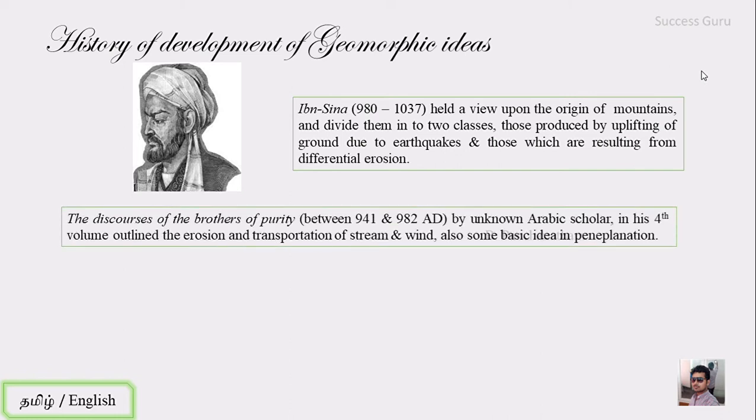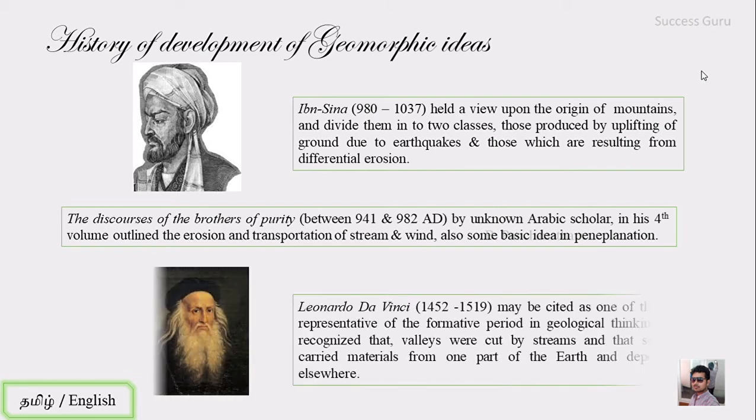The discourse of the Brothers of Purity was the work of Arabic scholars, in whose fourth volume there is an outline of erosion as well as transportation by streams and wind. There are also some basic ideas on peneplanation. So these are the starting point of peneplanation.